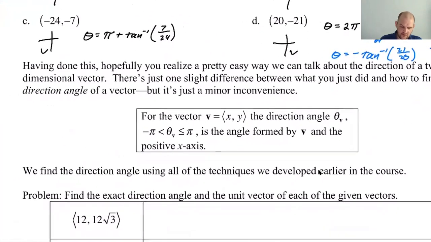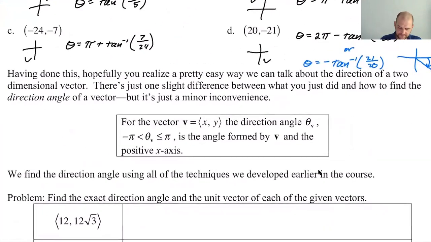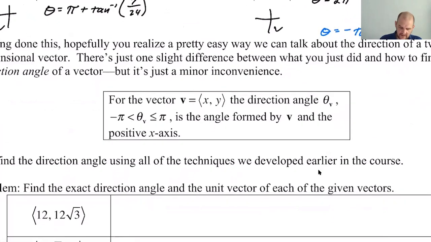But all of these are called direction angles. So the definition of a direction angle is familiar. It's direction angle, so I'm calling it theta sub v. So the direction angle for vector v is an angle between negative pi and pi inclusive. So negative pi and pi are coterminal. So when you have to choose, you choose pi. And it's the angle formed between v and the positive x-axis.